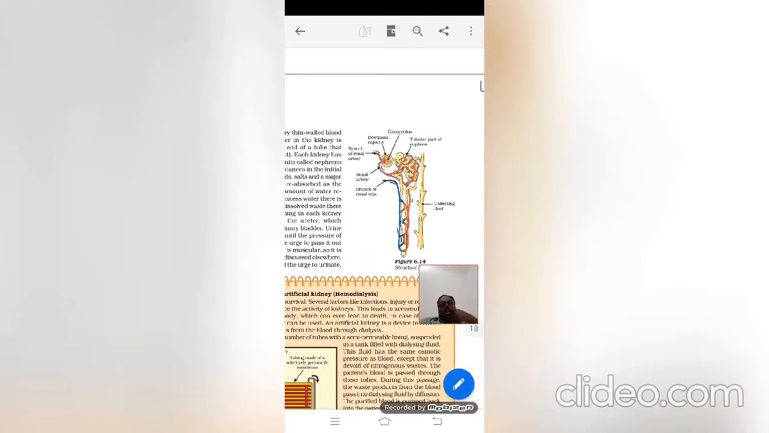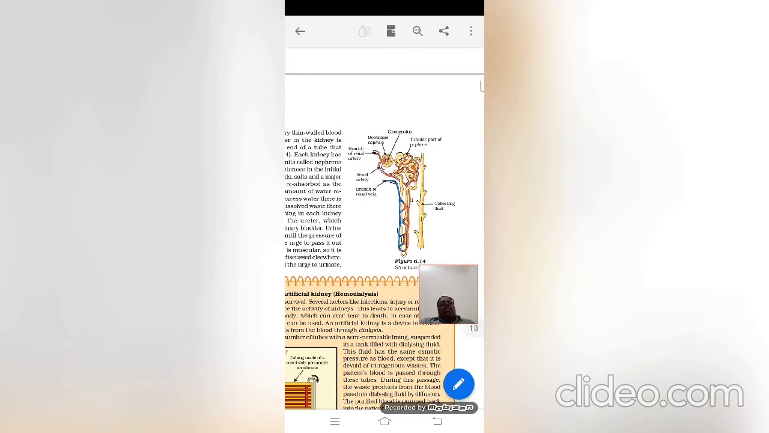As per the basis of 10th class. There are a lot of things to be explained: loop of Henle, proximal convoluted tubule, distal convoluted tubule. It feels very difficult to explain those things like this. So if you have any doubt related to this, please ask.